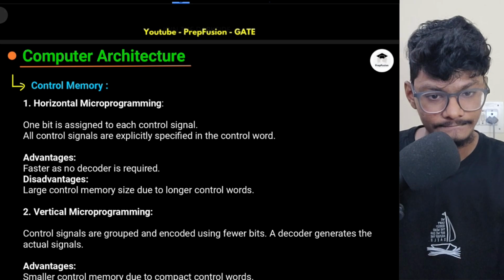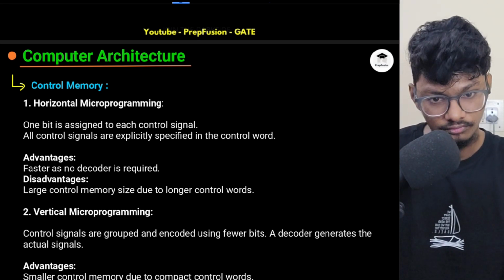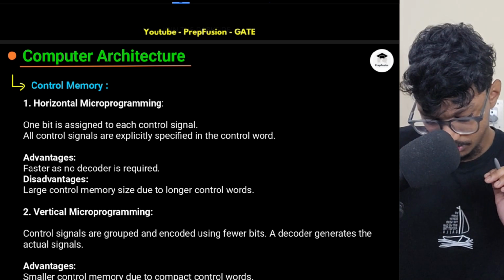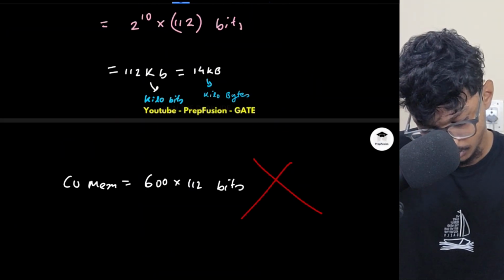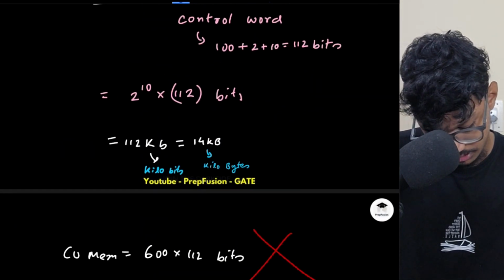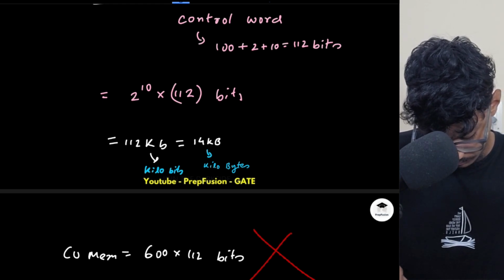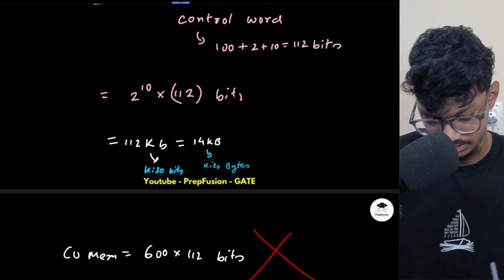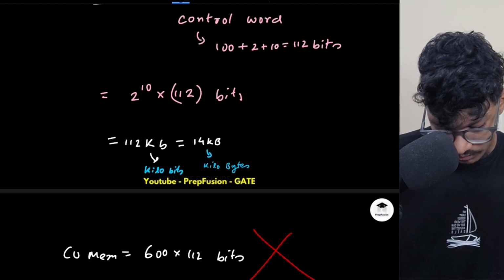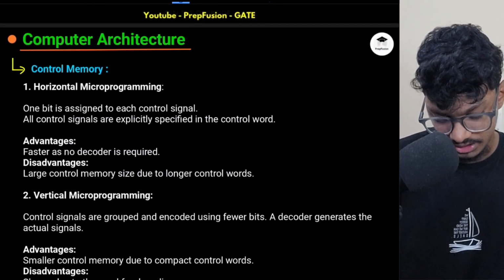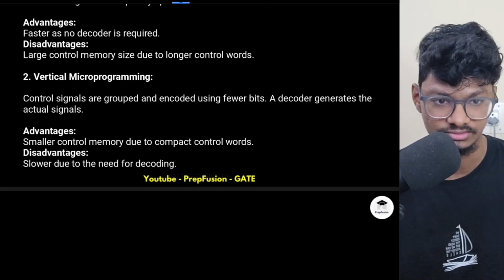Now there are two types of control memory. Just hold on, I will check if everything here is correct. Yeah, everything here is correct. I'll just quickly check the calculation. Actually 600 into this, yeah, everything is correct. So what I was talking about is that there are two types of control memory. One is horizontal microprogramming, another one is vertical microprogramming. So what do horizontal and vertical mean? We'll understand this with questions also.